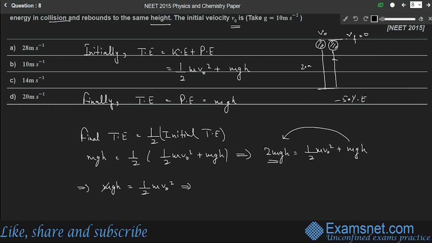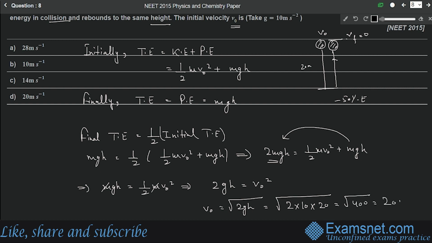m is on both the sides, so it can be cancelled. So 2gh equals v0 square. That means v0 equals under root 2gh. Now we simply have to put the values: under root 2 into g, that means 10 meter per second square, and height is 20 meters. Okay, it is given in the question. Under root 400, that means 20, and the unit for velocity is meter per second. So 20 meter per second, that means option D is the correct answer.